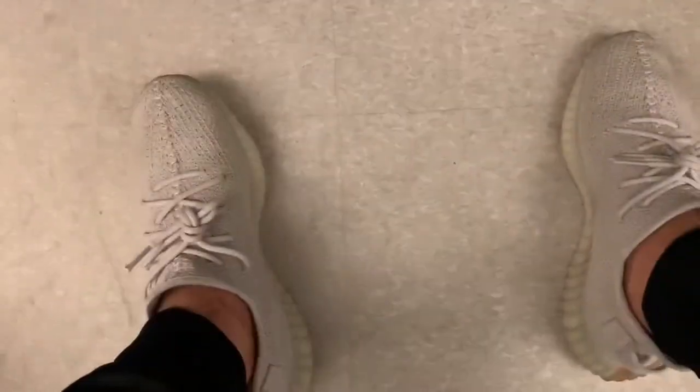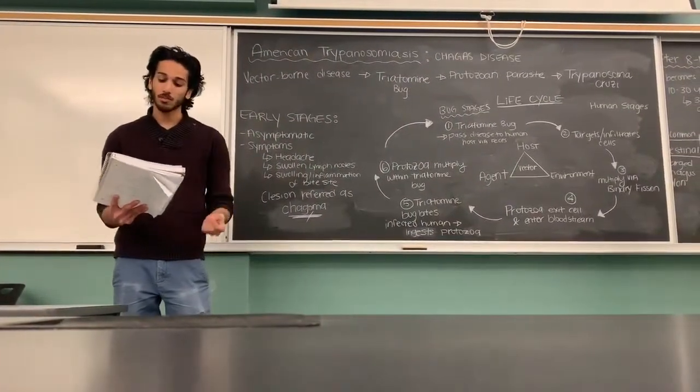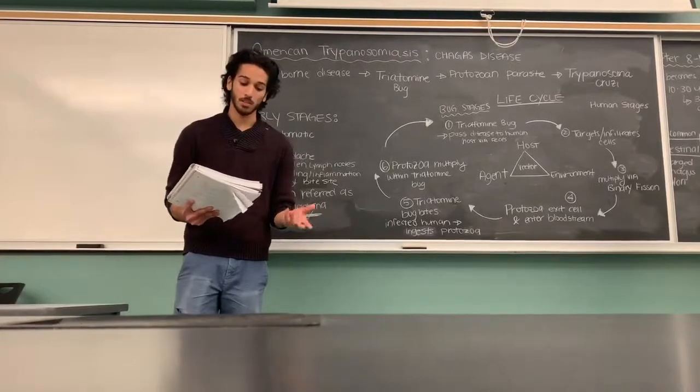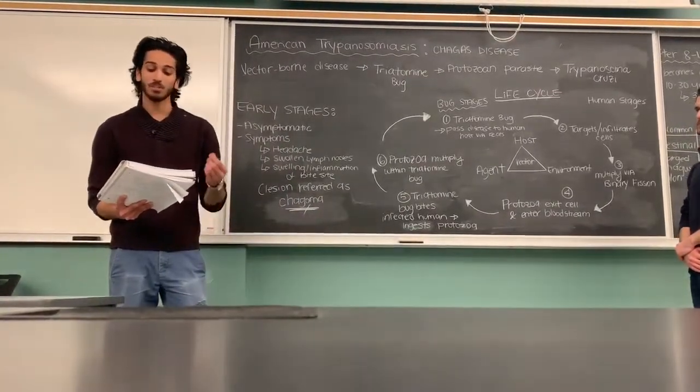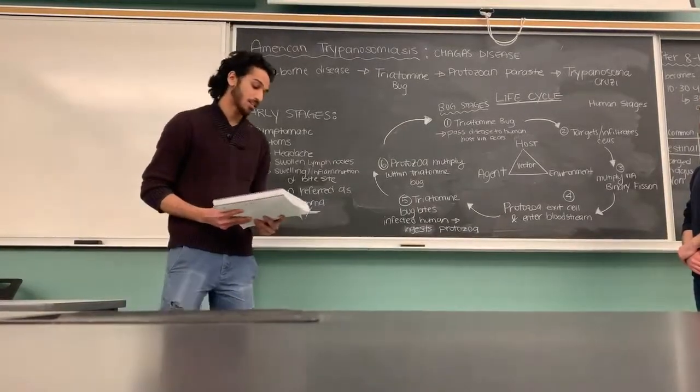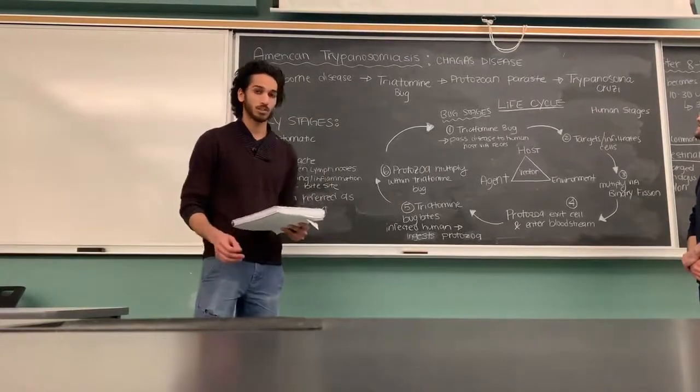So, American Trypanosomiasis is a vector-borne disease, and it is transmitted by the triatomine bug, also known as the kissing bug. The agent that is responsible for the disease itself is the protozoan parasite, and this parasite is called Trypanosoma cruzi.